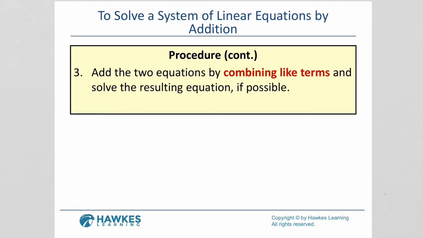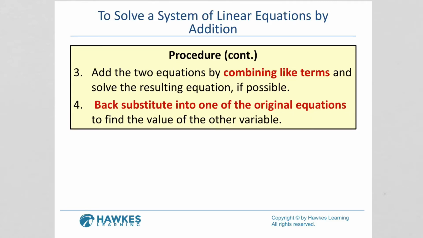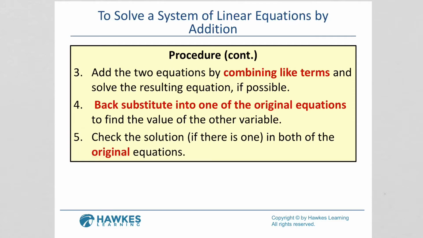Step 3, add the two equations by combining like terms and solve the resulting equation, if possible. Step 4, back substitute into one of the original equations to find the value of the other variable. It is important to always go back to your original equation, because if you've made some type of an error in manipulating your original equations, back substituting into the original equations is going to help catch that for you. Finally, check the solution, if there is one, in both of the original equations. And again, notice original.